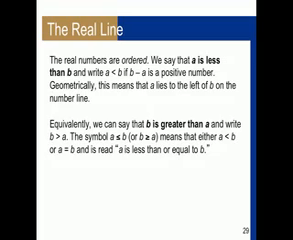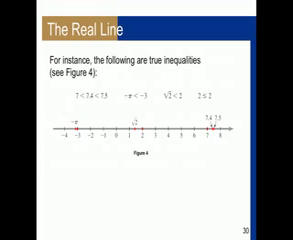Okay, that means if we look at it on the number line, if A is less than B, A has to be to the left of B somewhere on that number line. We can also say that B is greater than A, and we also have the symbols with the lines underneath, which are less than or equal to or greater than or equal to.